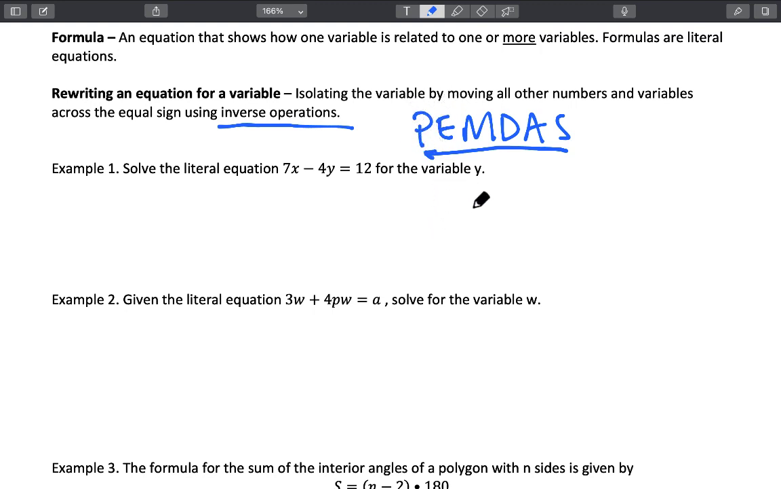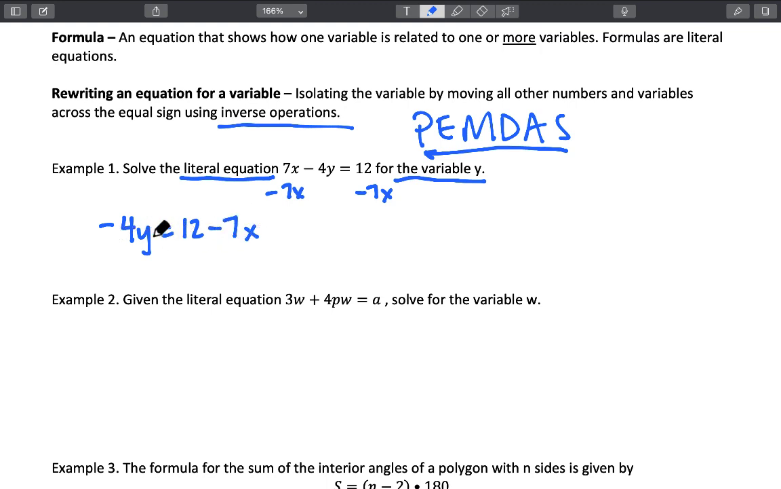symbols or parentheses. In our first example, it says to solve the literal equation, and a literal equation, remember, is just an equation with two or more variables. We have 7x minus 4y equals 12, and we're going to solve that for y. So when it says to solve for y, that means isolate y. So let's start off by subtracting 7x over to the other side of the equal sign. Now we have the equation negative 4y is equal to 12 minus 7x.